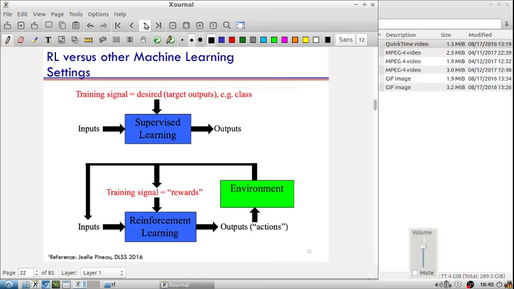Any questions up to this point about the basic components? Environment, action, states, and rewards.